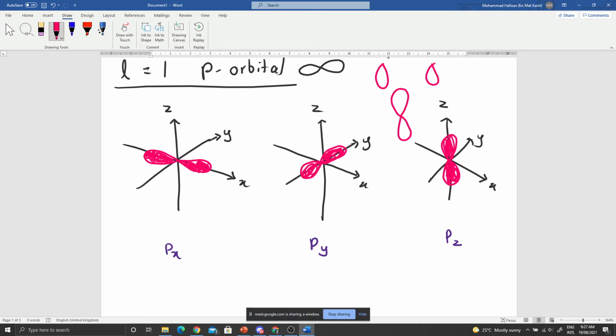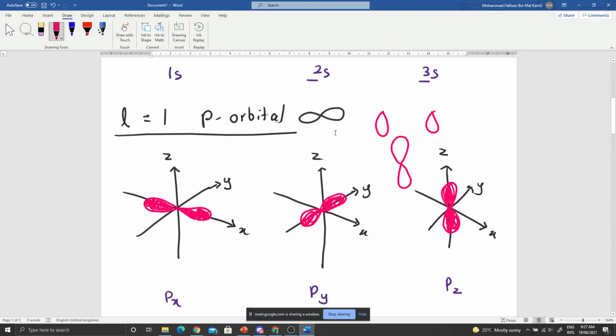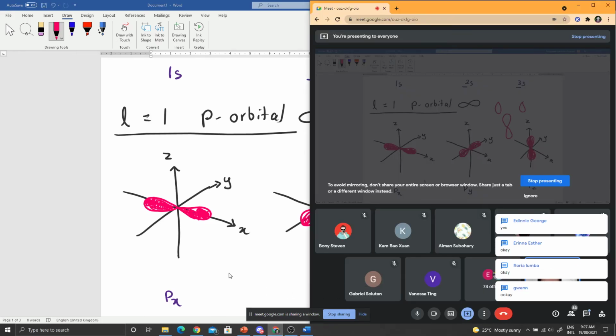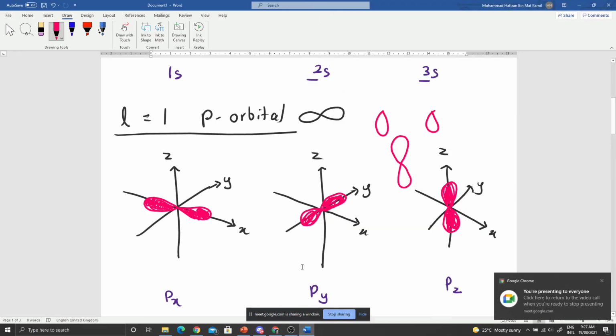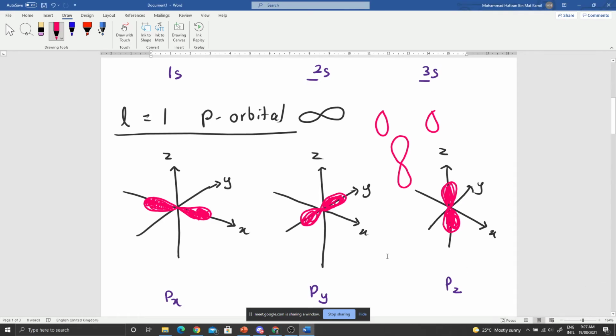Okay, so far with p orbitals. Okay, saya tak nampak korang. So, saya tak tahu korang okey ke tak ni. Hidup ke lagi? Okay, good. Saya dah tengok korang. Oh, nasib baik korang hidup lagi.